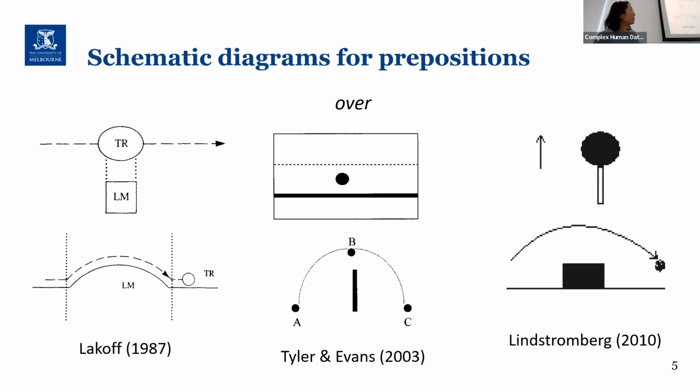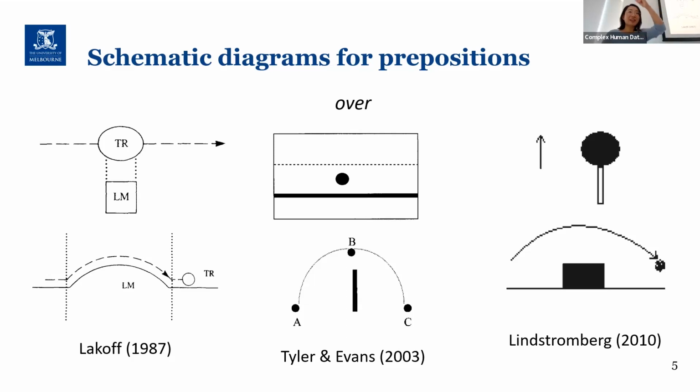So you can see there is a trajectory that is higher than a landmark, but they're represented in three different ways, representing three different analyses of the cognitive linguists. On the bottom half, these are the three diagrams that represent moving from one side to the other, that sense of over. For example, walk over the bridge or climb over the wall.